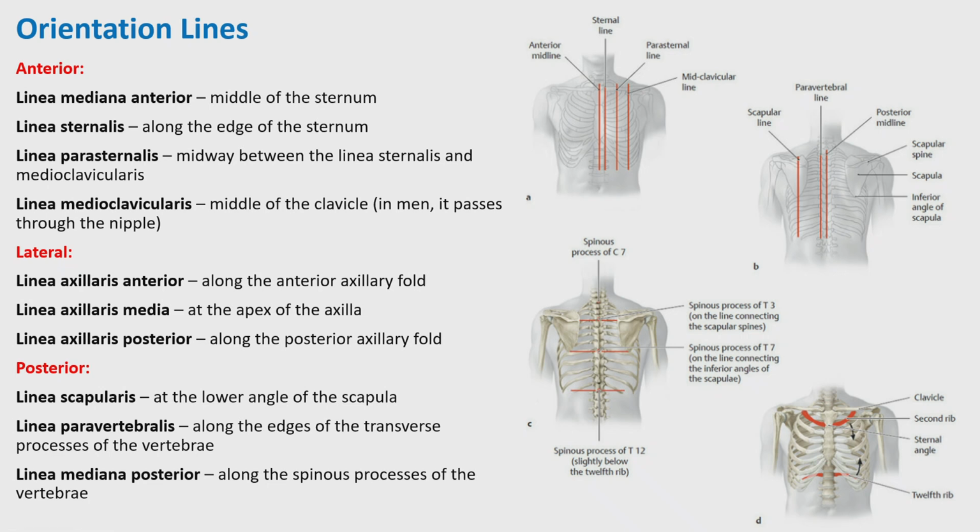According to the lines we are explaining the projections of some organs inside the thoracic cavity or the chest wall. There are some horizontal lines that can also help you with the orientation of the topography. The line at the level of the scapular spine is at the level of T3. The line connecting the inferior angle of the scapula is T7, and the line below the 12th rib is at the level of the spinous process of T12.